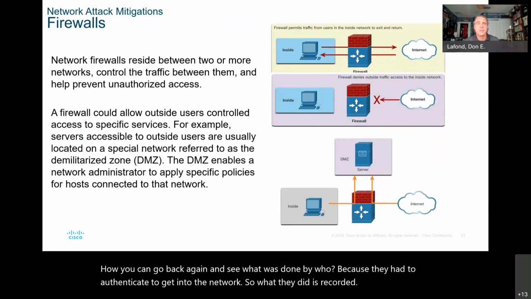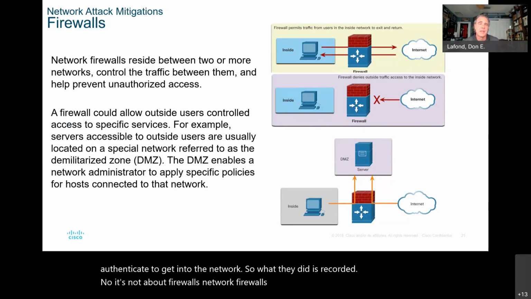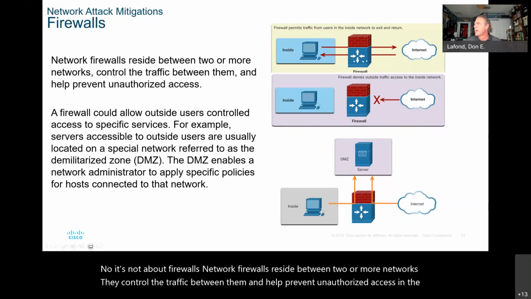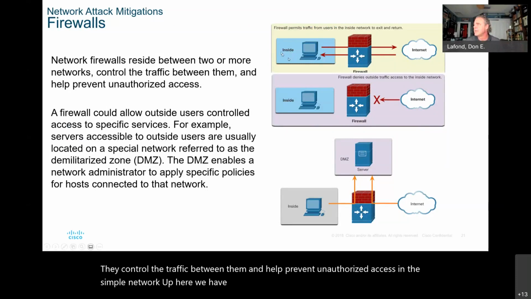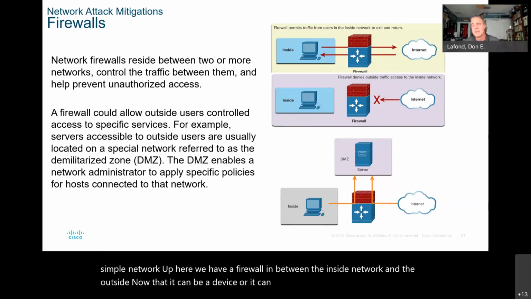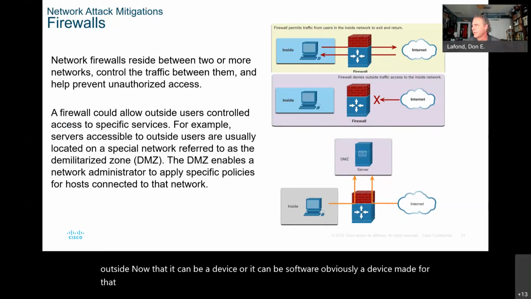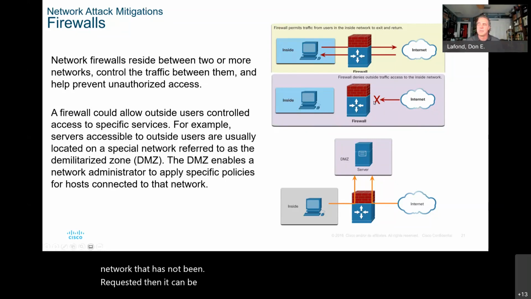Now, let's talk about firewalls. Network firewalls reside between two or more networks. They control the traffic between them and help prevent unauthorized access. In the simple network up here, we have a firewall in between the inside network and the outside. Now, it can be a device or it can be software. Obviously, a device made for that purpose is generally preferred. Now, if some bad traffic tries to get into the network that has not been requested, then it can be blocked. And we get more into that in Cisco 2.